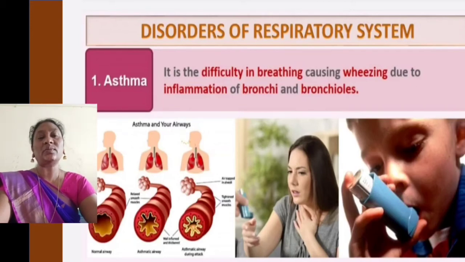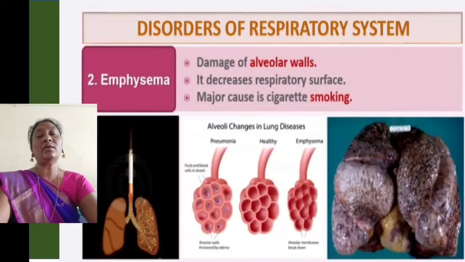Asthma is caused in the bronchi and bronchioles. Asthma is nothing but difficulty in breathing and wheezing due to the inflammation of the bronchi and bronchioles. The next type of disorder is emphysema, which is damage of the alveolar walls.